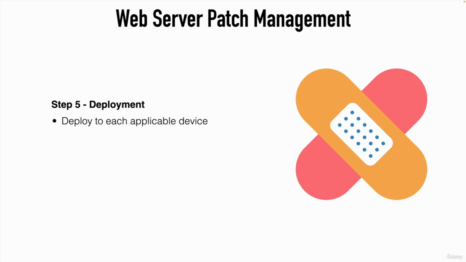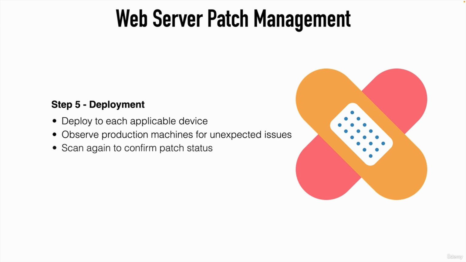If this is the case, then you can move to the next step, which is step 5, deployment. This is where we deploy the patch to every applicable device in the network. We've tested, we're not expecting any strange behaviors or adverse consequences from our production machines, but those are still possible in remote cases. So after wide-scale deployment, make sure you go back and check everything once again for any issues. It's also a good idea here to scan for those vulnerabilities once again and to confirm your patch status to ensure that the patching corrected any previously discovered issues.